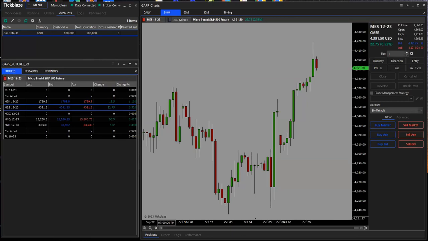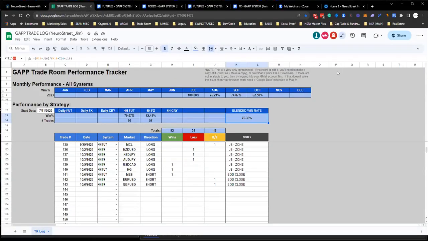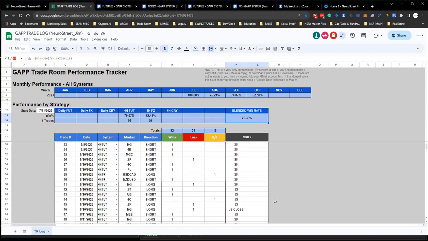For those of you wondering about the performance, all of these are involved in the trading, in the back end, in the members area. There's a link. You can copy this. You can use this trading log for your trades as well. We log our trades, but you can copy it for your own. These are all available to you.